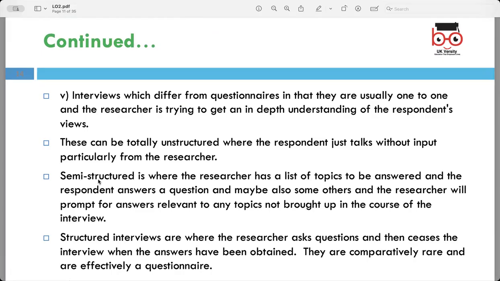Then interviews. Unlike questionnaires, interviews are usually more detailed and done one on one. There are three types of interviews. Unstructured interviews are like open conversations where the respondent does most of the talking. Semi-structured interviews involve some guiding questions, but there's room for natural discussion. Structured interviews are very specific. You ask set questions and stop once they are answered. These are more like spoken questionnaires.